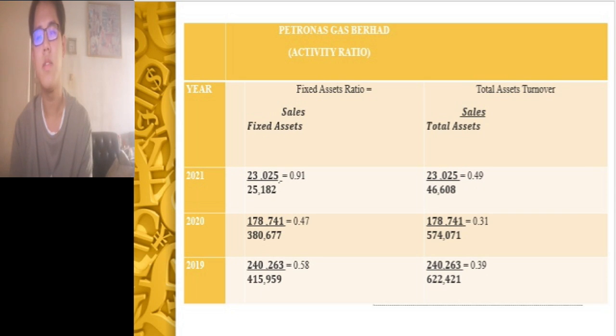Last, the fixed assets ratio from 2019 until 2021 is 0.58, 0.47, and 0.91. Furthermore, total asset turnover also reached 0.39, 0.31, and 0.49 from 2019 until 2021. That's all.